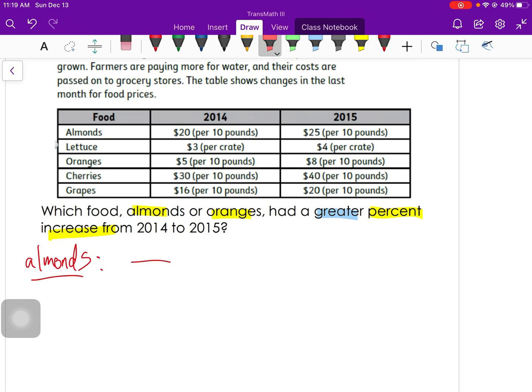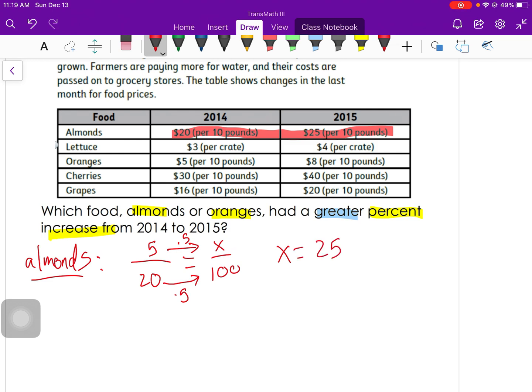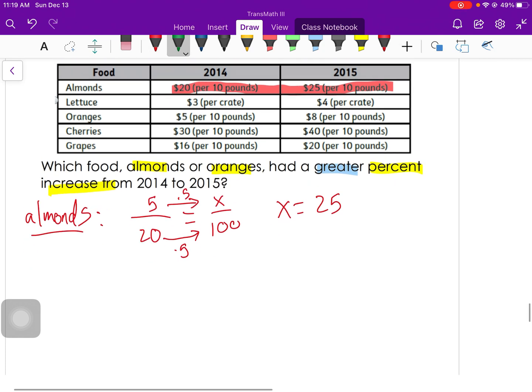Well, almonds, since I'm doing it in red, I'll highlight in red. Went from $20 to $25. That is a change of $5 with the original cost of 20 equals x out of 100. All right, you could divide by 4, you could multiply by 5. Doesn't really matter. We're going to get x equals 25. So that's 25% change for almonds.